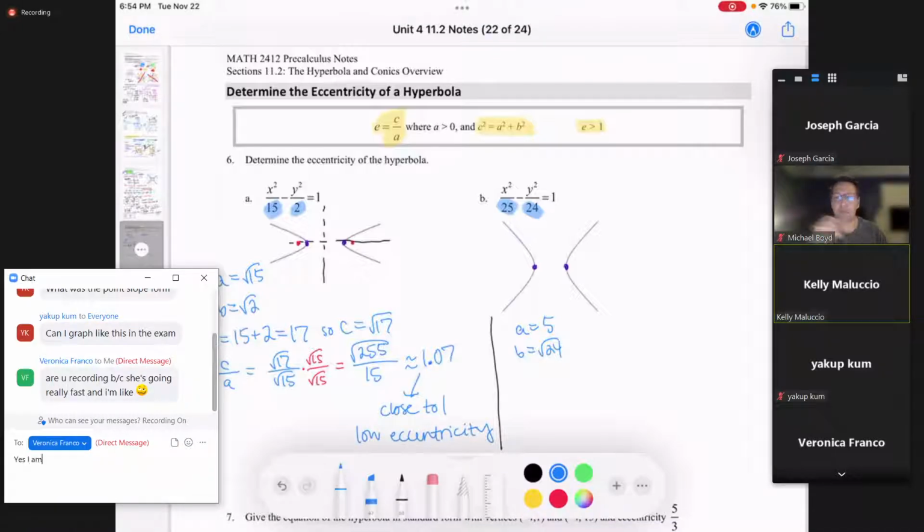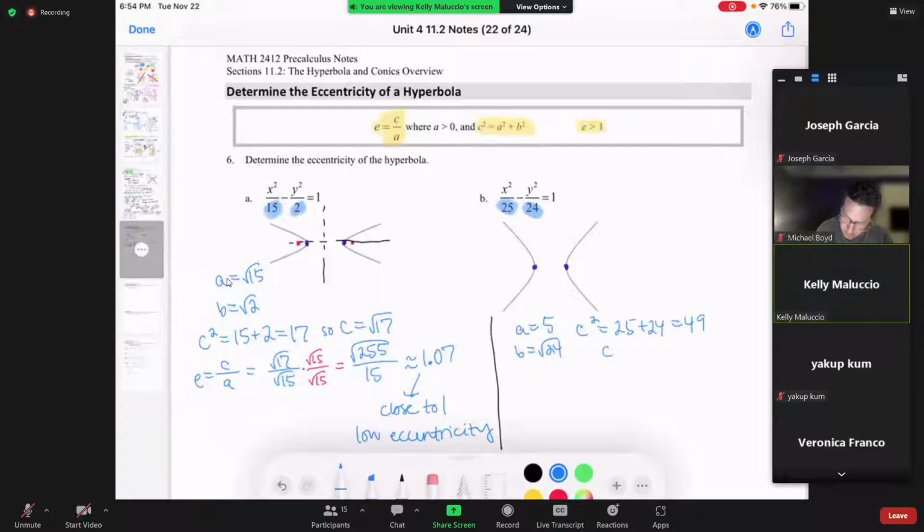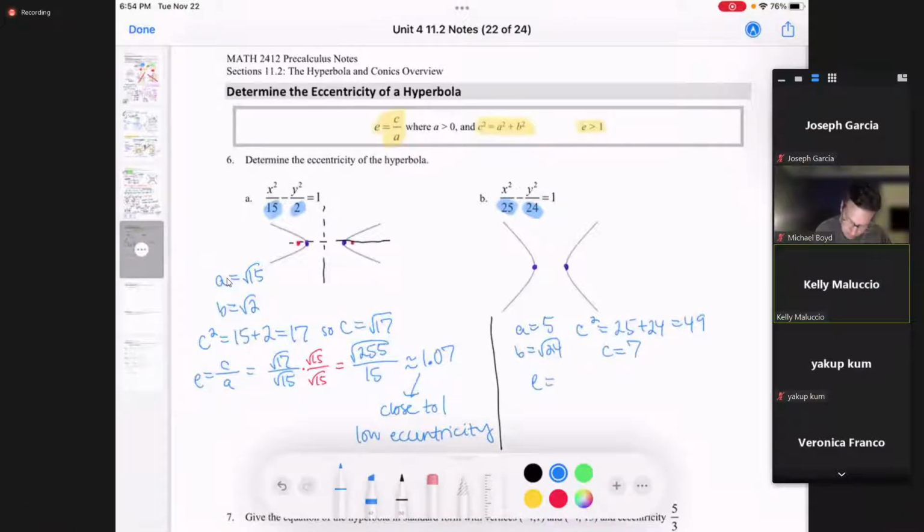Okay, so C squared is going to be 25 plus 24, which is 49. So that's nice, C is 7. And then our E is C over A, so 7 over 5, which is exactly 1.4, right? And this is a higher eccentricity, I mean, it's not crazy.